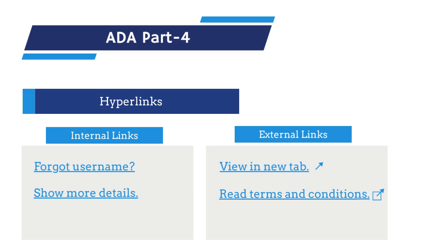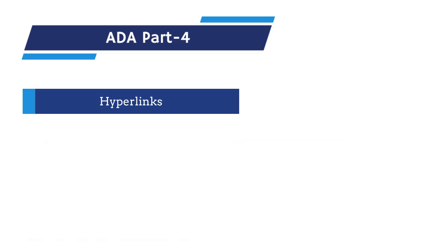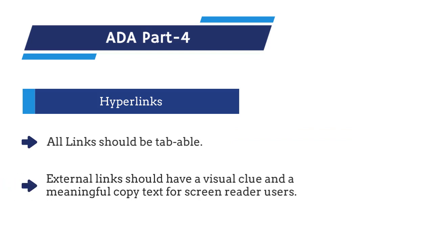Here are the ADA recommendations. First, all hyperlinks should be tabbable. Second, external links should have a visual clue and a copy text for screen reader users. Let's see how we can make links or hyperlinks ADA compliant.